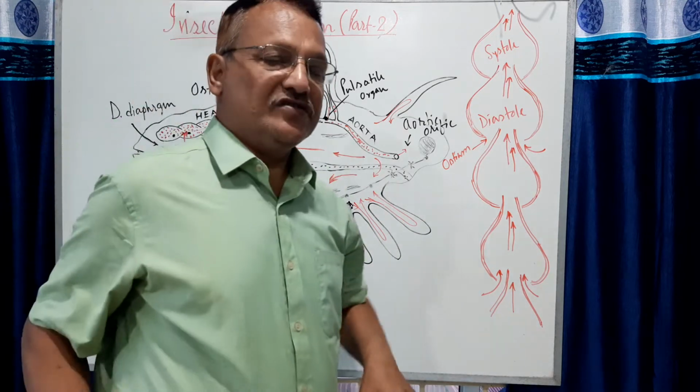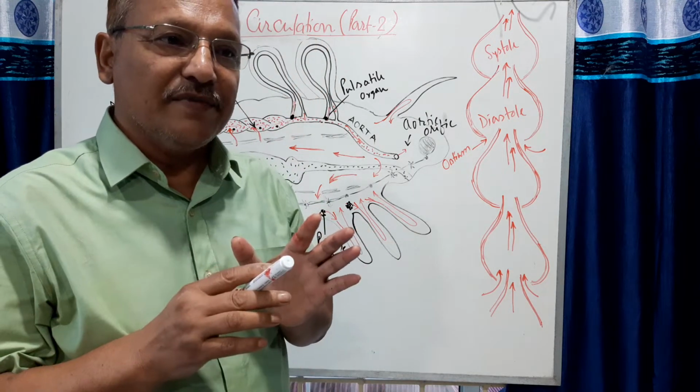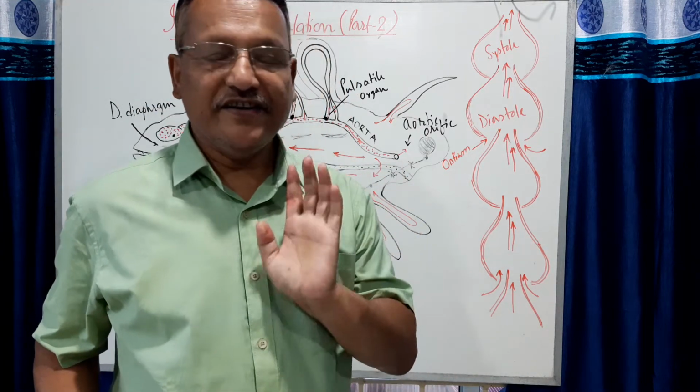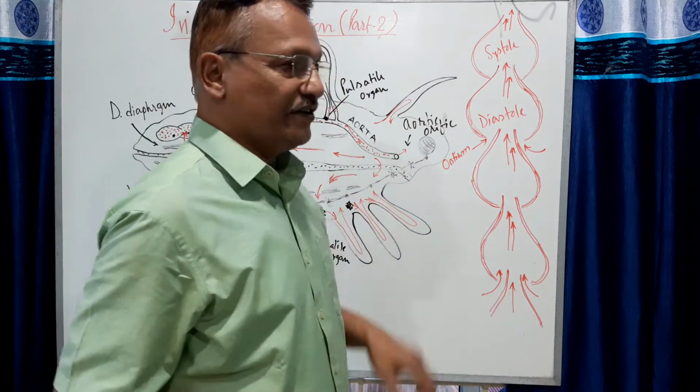Another point is that in the heart region, there are some ostia. There are two types of ostia, excurrent and incurrent ostia. But ostia are lacking in the aortic region.